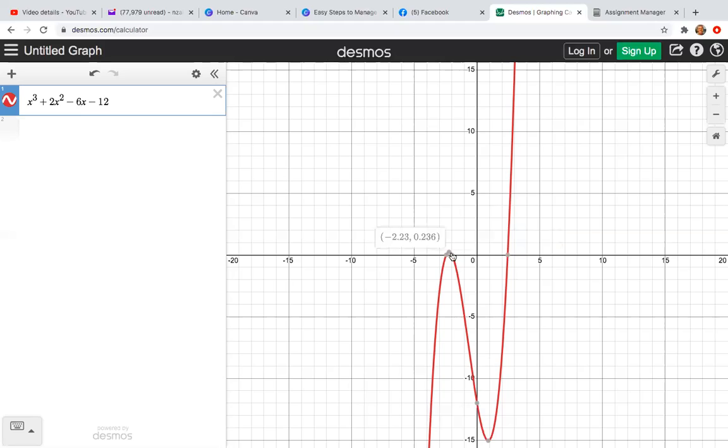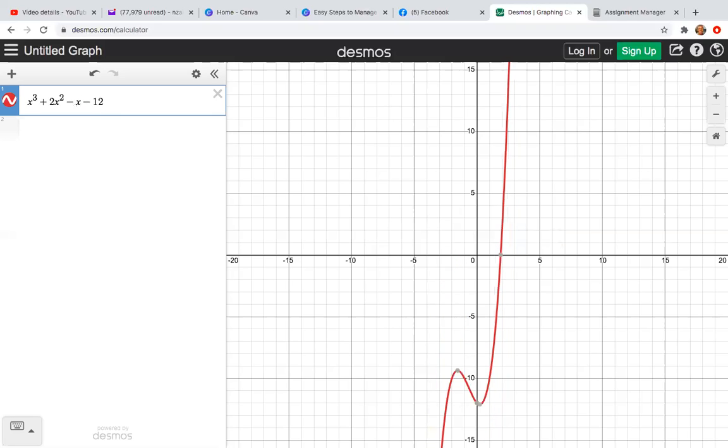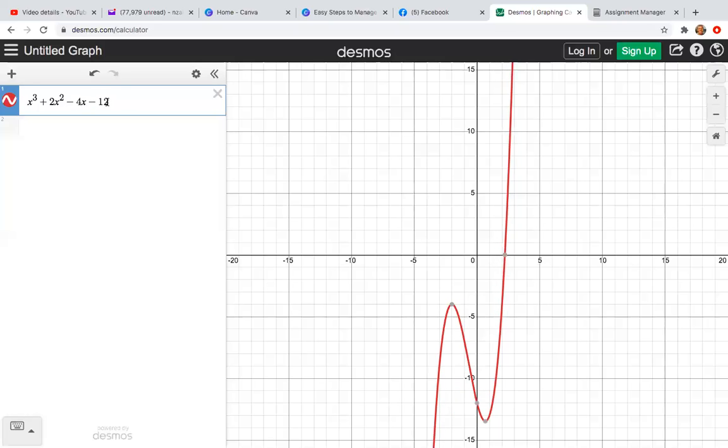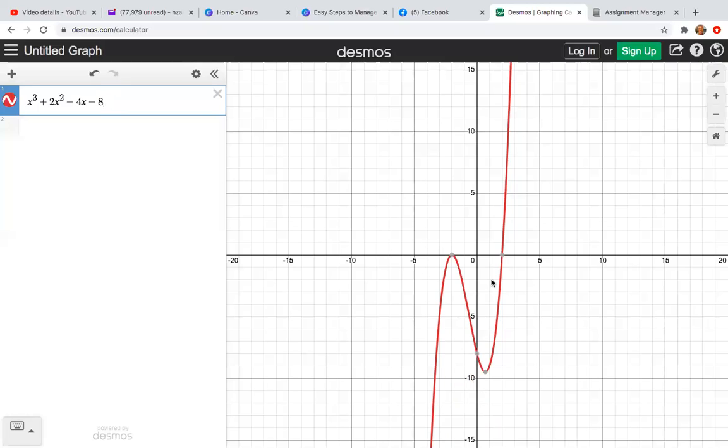Ooh, these are not precise. They are not precise, guys. Okay, let me make this a little bit more precise. Let's go ahead and do, let me see, x plus 2. Let's make this a 4, and then let's make this an 8 over here. Let's see. All right.